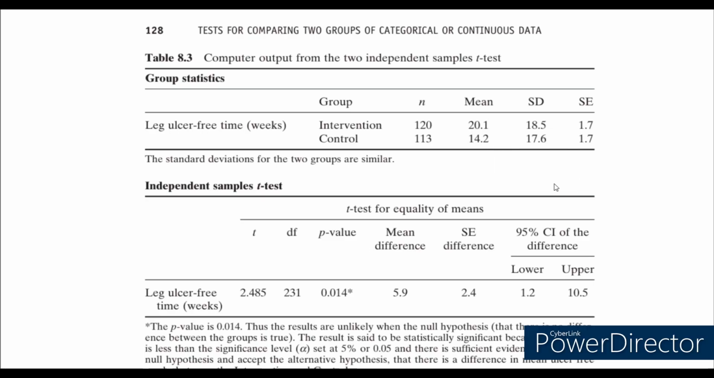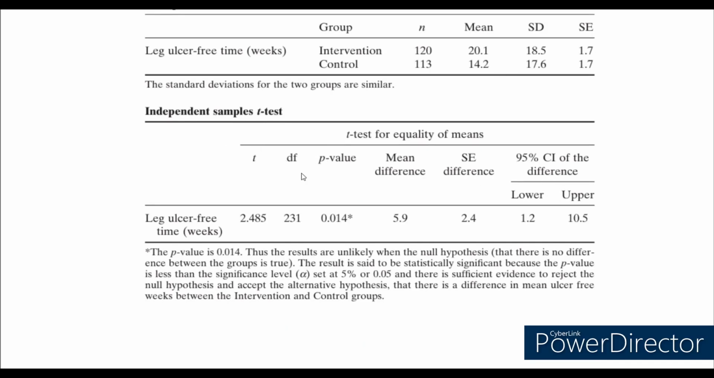And in the second table, that is the independent samples t-test, the t-value is 2.485, whereas the p-value is 0.014. That means it is less than 0.05 and there is sufficient evidence to reject the null hypothesis and accept the alternative hypothesis. So what does it mean? There is a difference in mean ulcer-free weeks between the intervention and control groups. The 95% confidence interval for the difference suggests that patients in the clinic group have between 1.2 and 10.5 more ulcer-free weeks than patients in the control group.